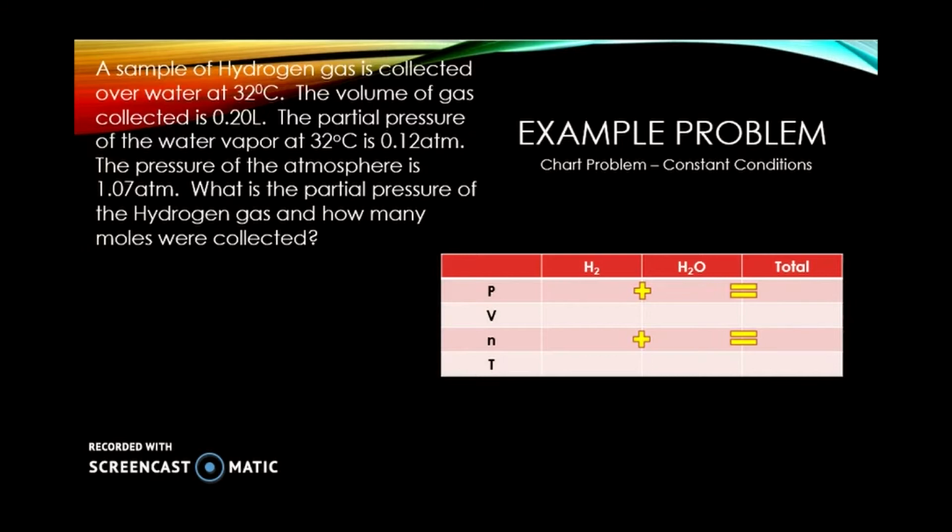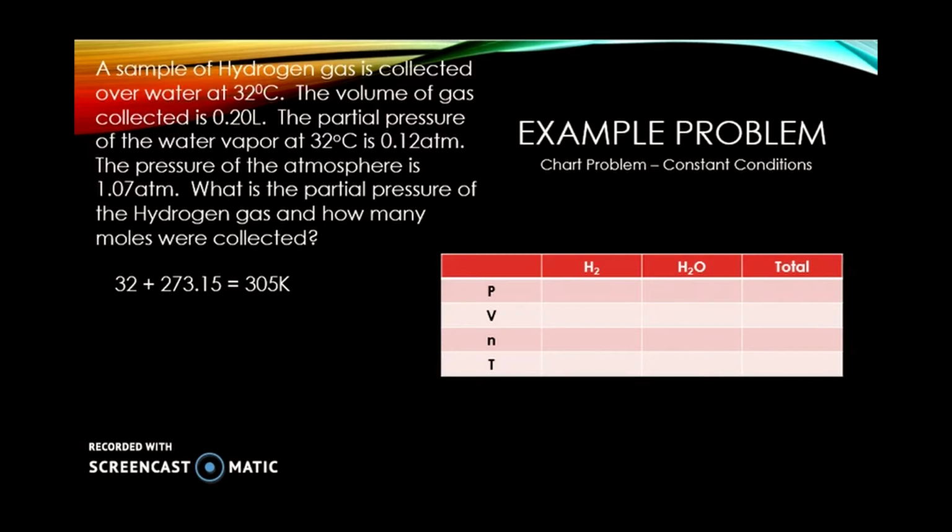So these 2 columns would add up to equal the total. So now let's start to lay in our information. Firstly, I see that we're dealing with a temperature of 32 Celsius. We hate Celsius. Let's immediately convert that into Kelvin. And I see that that's about 305 Kelvin.